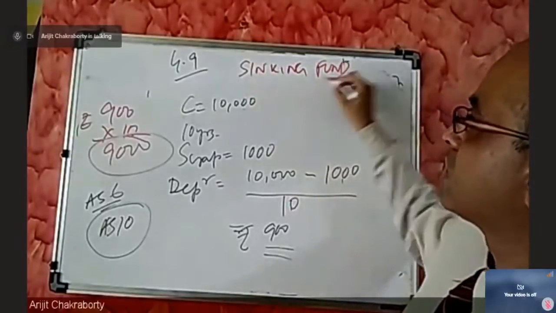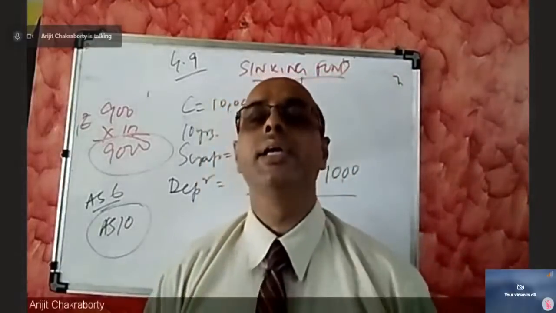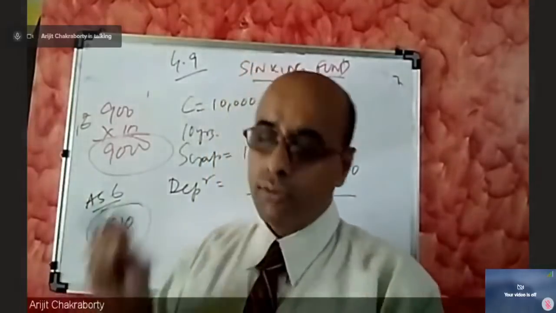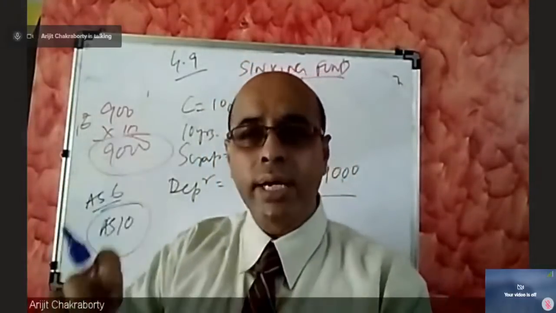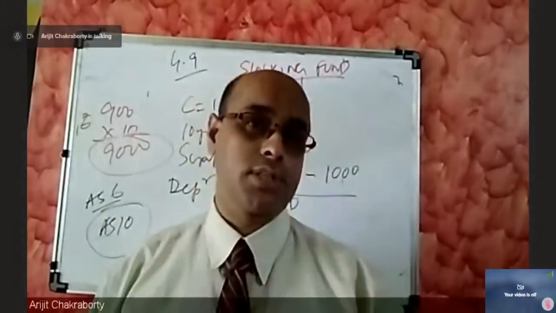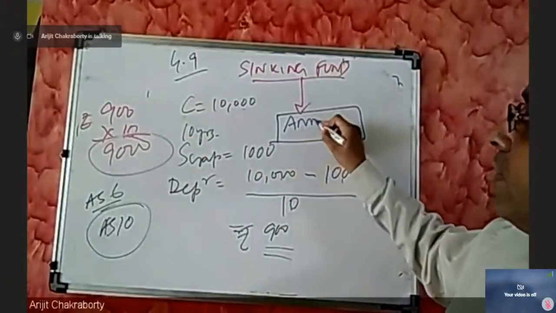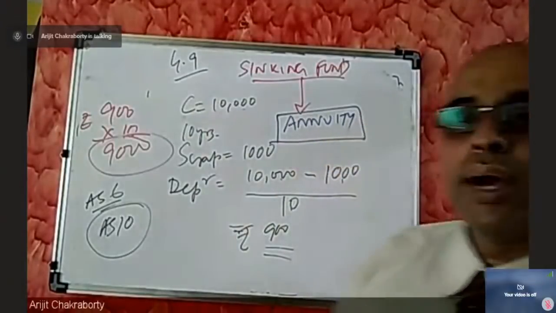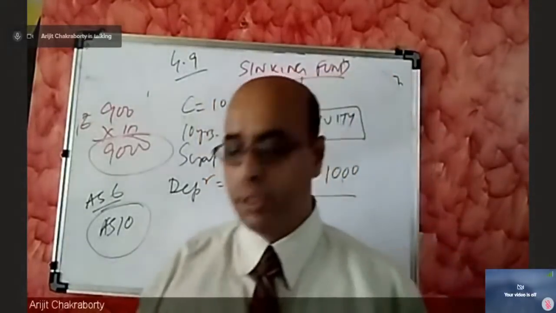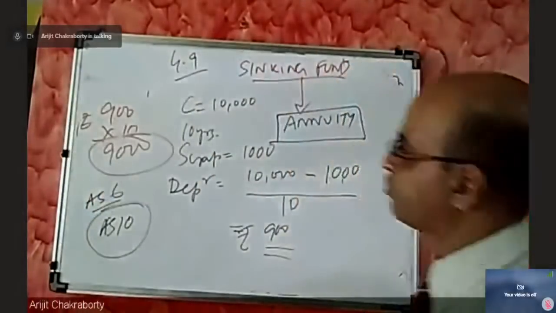In other words, sinking fund is a system of fund management where you are putting a specific amount of money for a specified duration for a specific purpose. So it is nothing but a type of annuity where you are paying. And the same formula will be used in case of sinking fund also. So let us see an example on sinking fund.